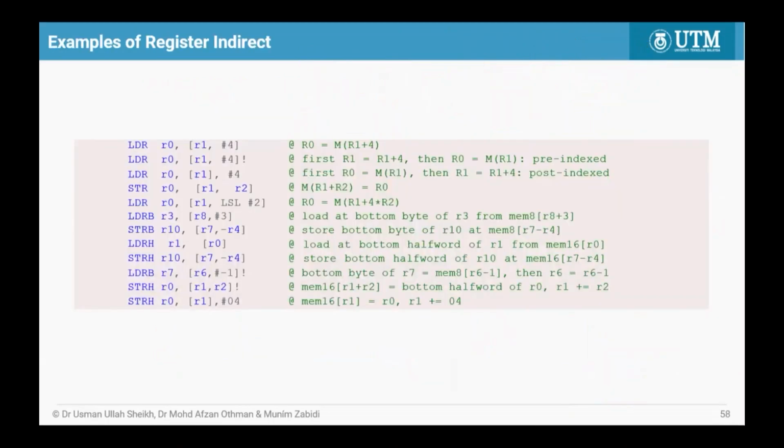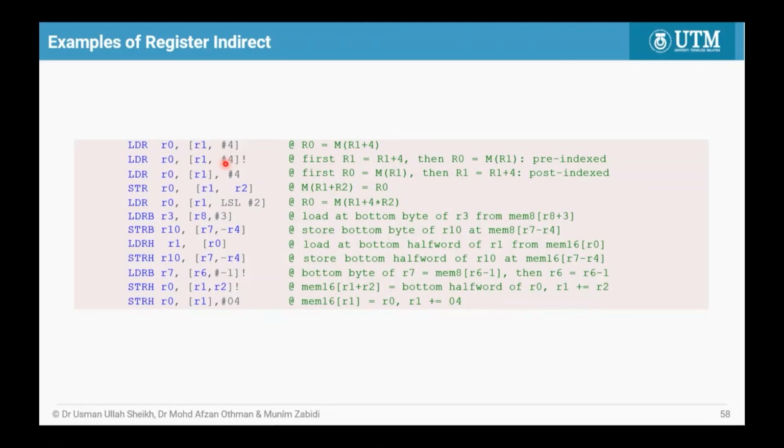So this is another example of register indirect. We have plenty of values here. Let's look line by line at what happened here. We're not looking at all of these instructions, only some of them. First, LDR R0, [R1, #4]. First you need to find out the effective address. The effective address here is R1 plus 4. Go to the location, put the value into your R0. Does your R1 change? No, your R1 remains. What about this one here? LDR R0, [R1, #4] and then you have this symbol here. Again, find out the effective address. The effective address is R1 plus 4, then go to the location, load the value, put it into R0. What about your R1? Your R1 will change, so your R1 now equals R1 plus 4. You see here?